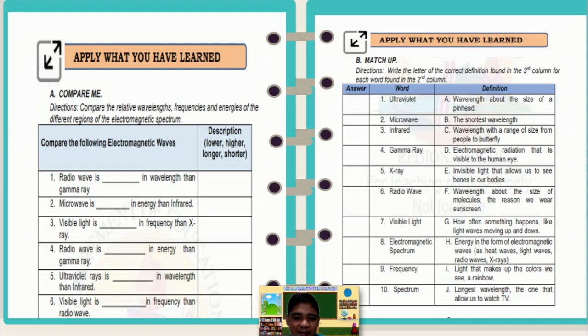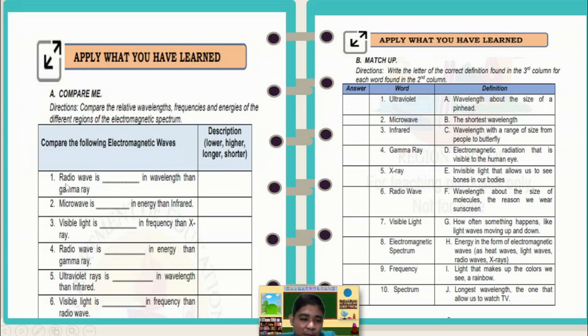Okay, in this part, you will be the one to answer this in your activity notebook. I hope you fully understand what the electromagnetic wave is all about and the description of each member of the electromagnetic spectrum. So, in this table, we have two columns. Our direction: compare the relative wavelengths, frequencies, and energies of the different regions of the electromagnetic spectrum. If we are going to compare the frequency and the energy, we are going to use the word lower or higher. And if it pertains to wavelength, we are going to use the word longer or shorter. So you have to choose.